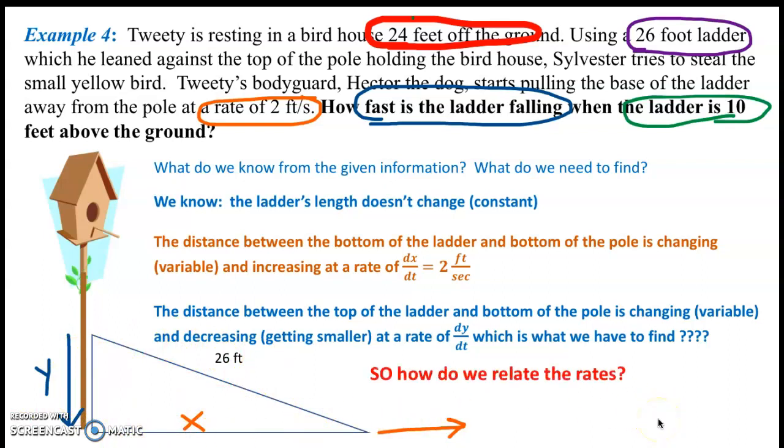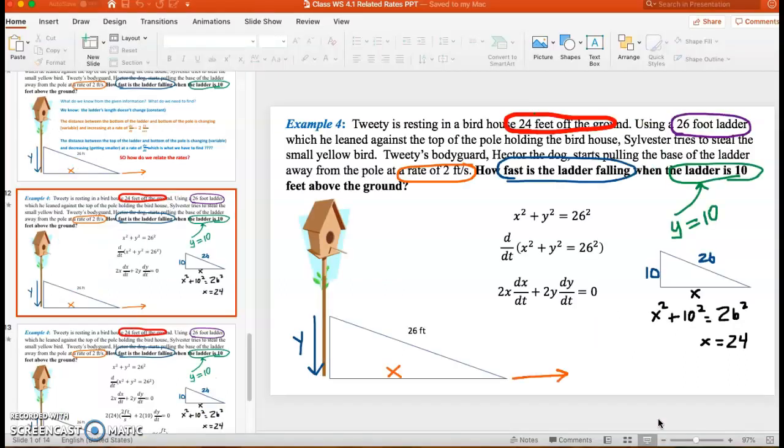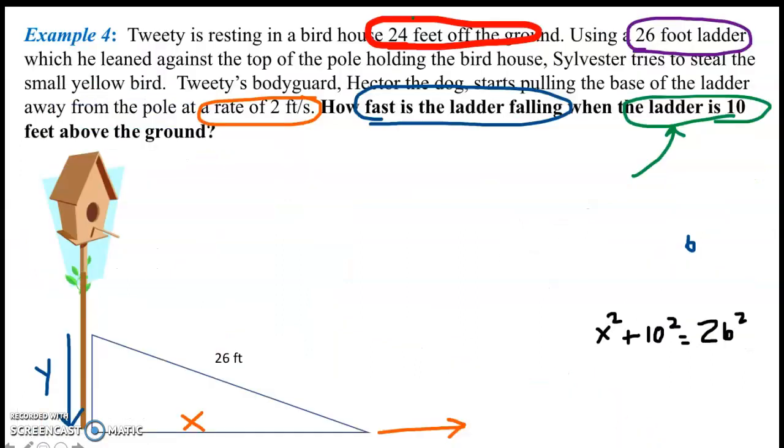So, how do we relate these rates? We could use the Pythagorean theorem. We know that x squared plus y squared will be equal to 26 squared. And I have information about x, I have information about y, and 26 stays constant.